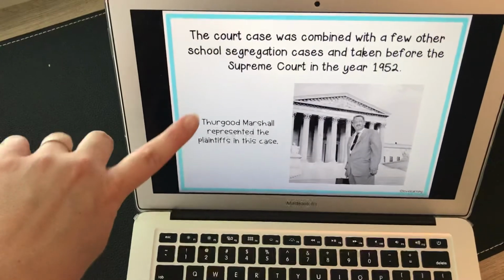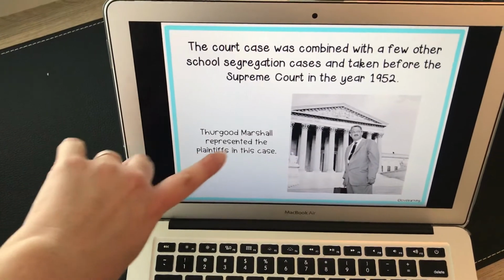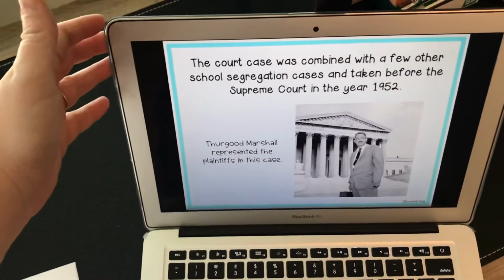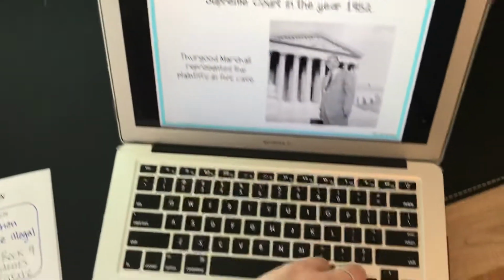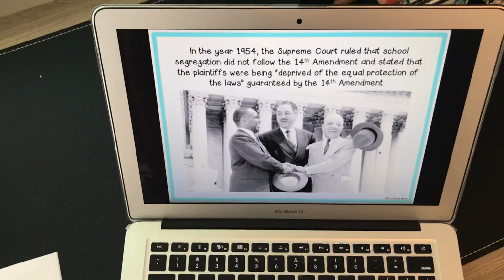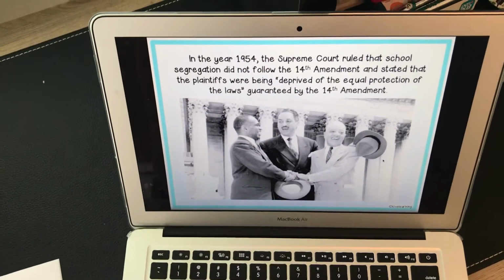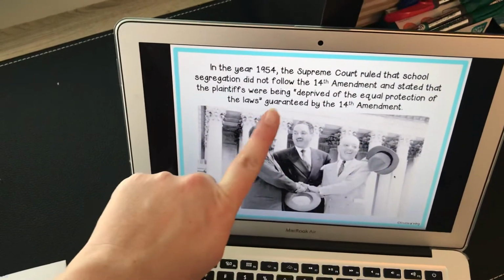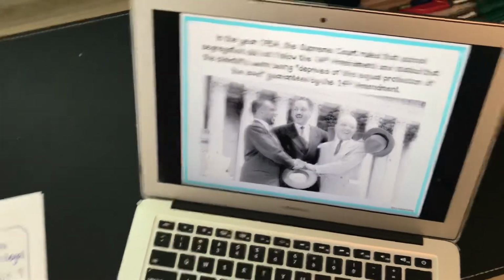So Thurgood Marshall, another important name that you might know, represented the plaintiffs in this case, the family and the groups of people that were involved in segregation in schools. And then it was later enforced as integration. So in 1954, the Supreme Court ruled that school segregation did not follow the 14th Amendment, stating that plaintiffs were being deprived of their equal protection of the laws. So now the entire country has to deal with the ramifications of this.